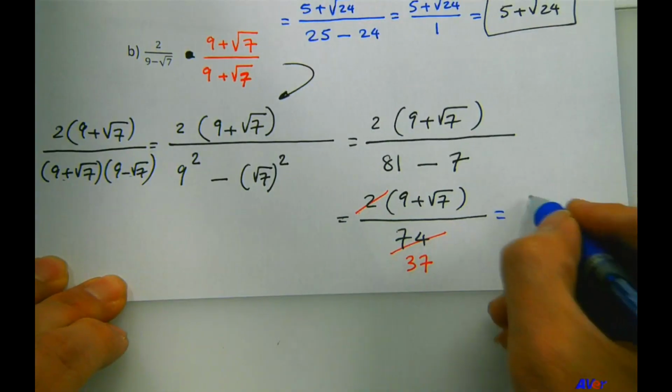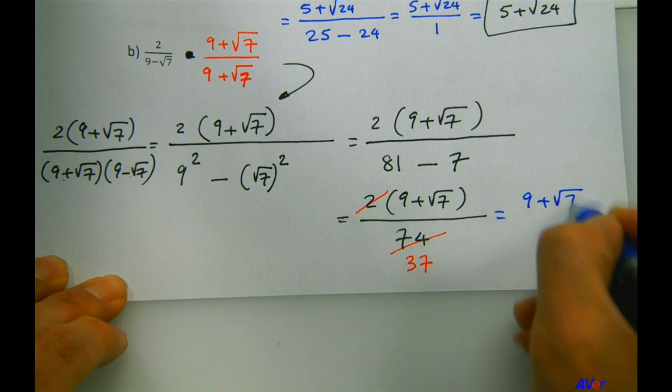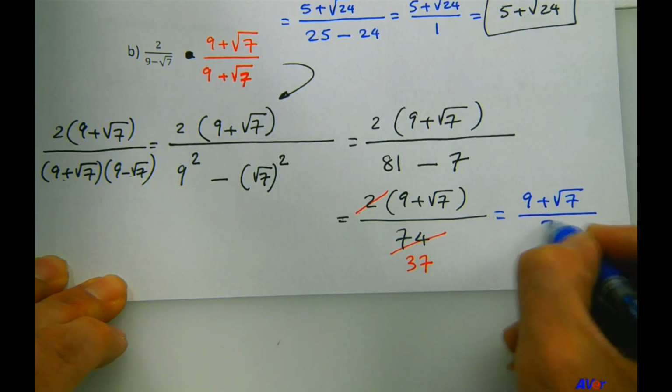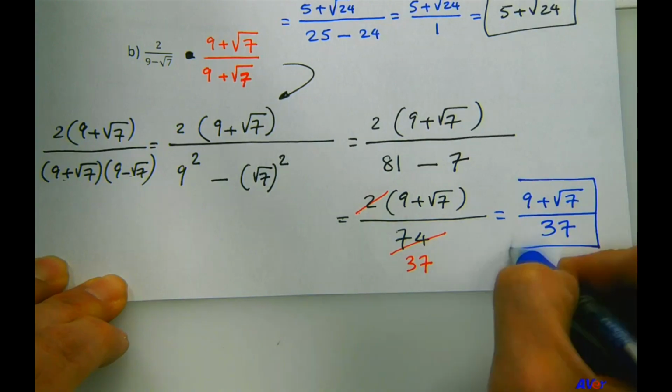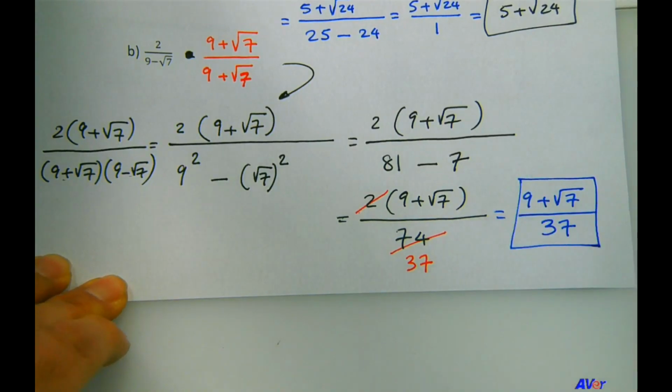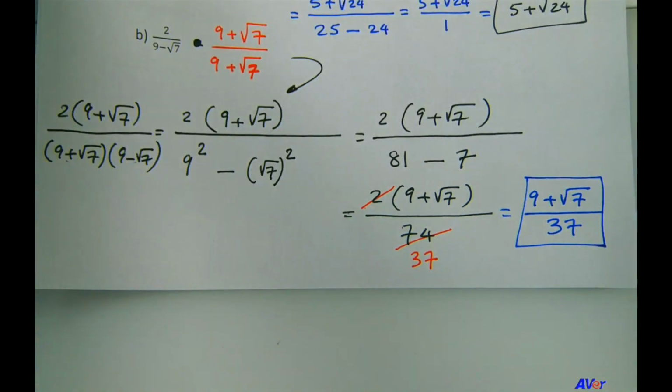So we have 9 plus square root of 7 divided by 37, like that. I hope this is making sense, and I hope you're seeing the difference between what you do when you rationalize the denominator with one term and when you're rationalizing a denominator with two terms.